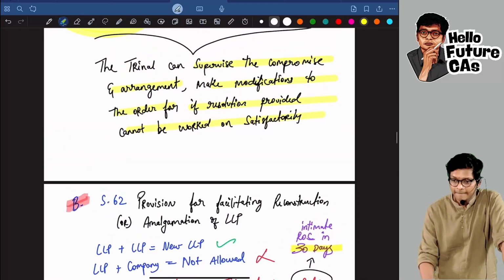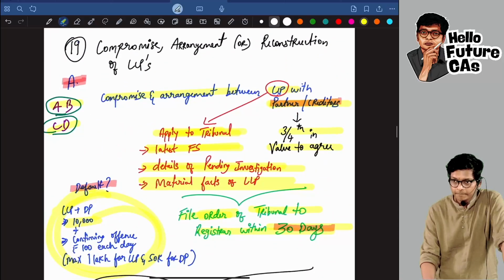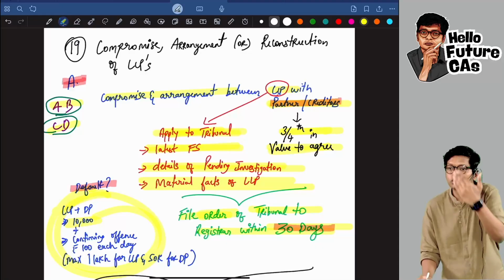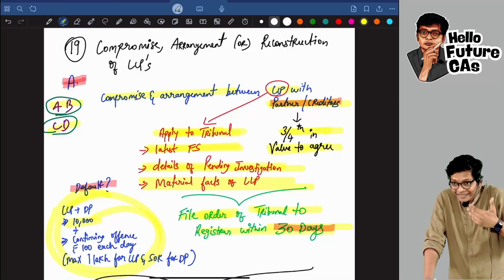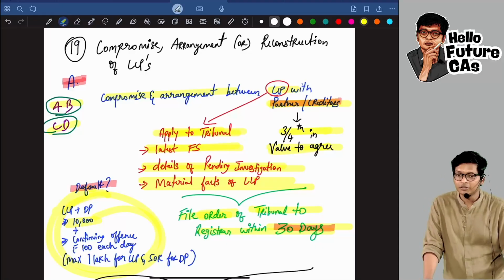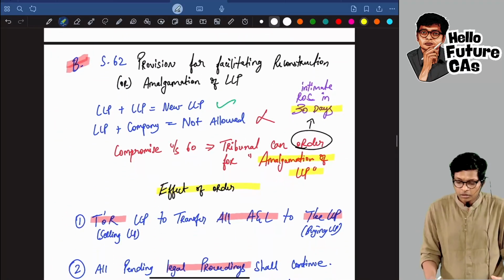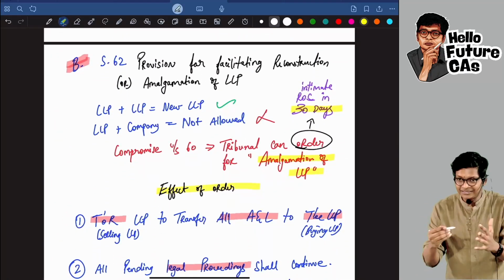Yes. 3/4 should pass the resolution to go to the tribunal. If there is no 3/4 resolution, the case can't go to the tribunal. First you get the 3/4. Are you getting it, guys? Okay. Next, provision, same, within the same section.